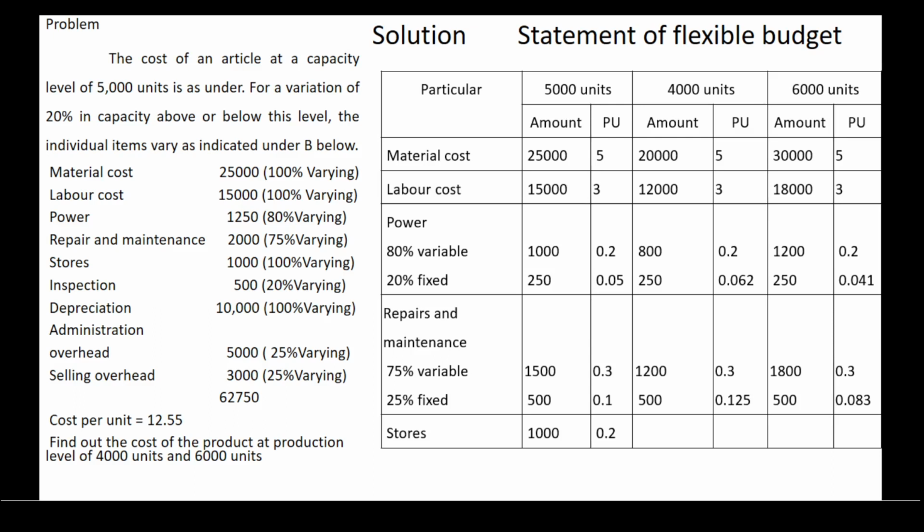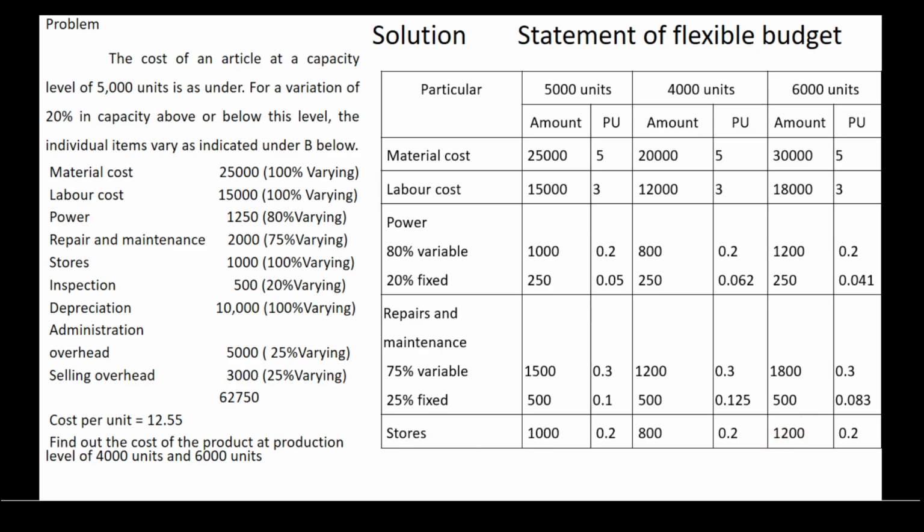Next, we enter under the 4000 units. Here the cost per unit is the same, that is 0.2. So this 0.2 is multiplied with the 4000 units. So 4000 into 0.2, now the amount is rupees 800. And next for the 6000 units, here the cost per unit is the same, 0.2. So this 0.2 is multiplied with the 6000 units. So now the amount is 1200. So this is the calculation of stores.